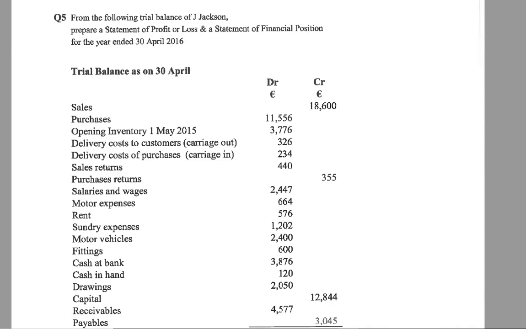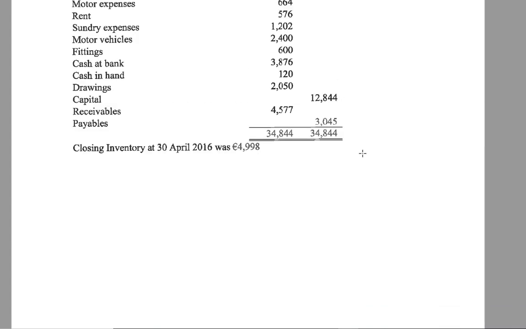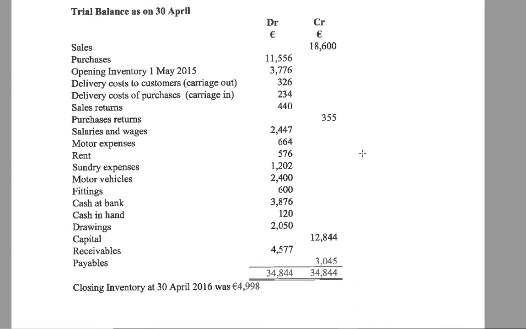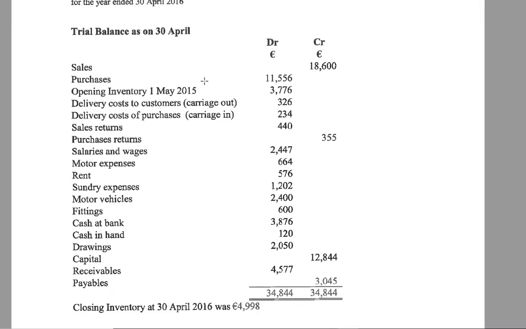Hi, we're going to run through question 5. It's on page 79 of the manual, and we're going to do a statement of profit and loss and a statement of financial position for a sole trader. So it's a basic example.